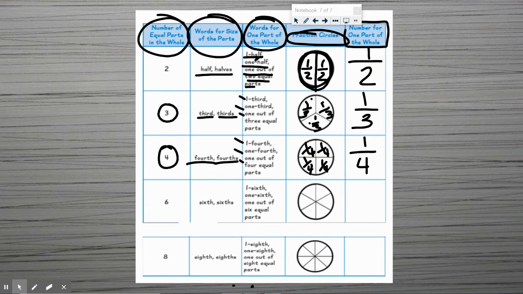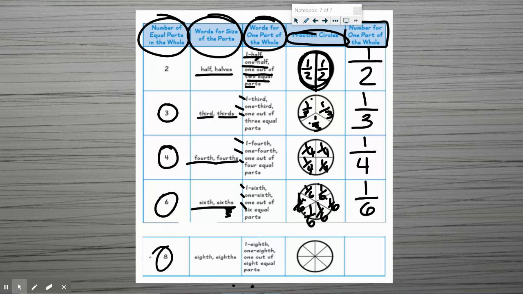Moving on to sixths, we call them sixths. We add this TH at the end to make it 6. It's not 1/6s, it's sixths. So we say 1/6, 2/6, 1 out of 6 equal parts. I write it as a fraction, 1 part out of 6, and then I can label them 1/6, 1/6, 1/6, 1/6, 1/6, and 1/6. There are 6 equal parts in that whole circle.